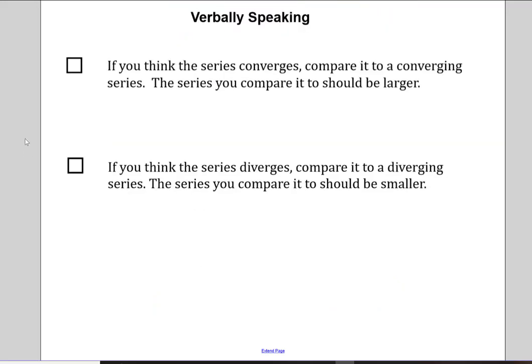Verbally speaking, if you think the series converges, we can compare it to a converging series. And the series you compare it to should be a larger series. But if you think the series diverges, you can compare your series to a diverging series, and the series you compare it to should be smaller.